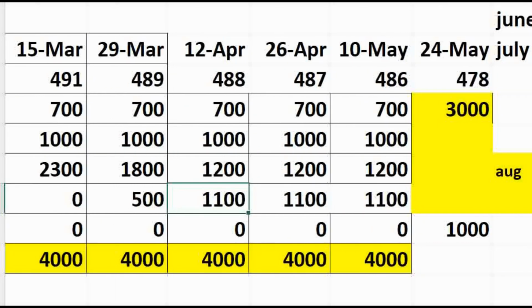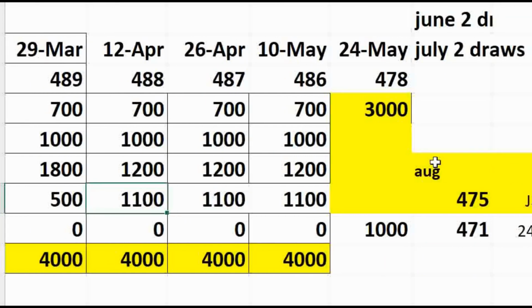Similarly, in the next draw, that is on 26th of April, same additions are there, and similarly, if 4000 is to be picked up, we have to pick up 1100 only from this slab, then the cutoff score will be lowered by 1 point only. That is, if we subtract 1 from 488, it is 487. So it should be around 487. Can be 486 also, but we are keeping it at 487.